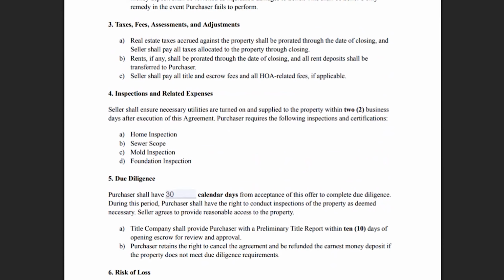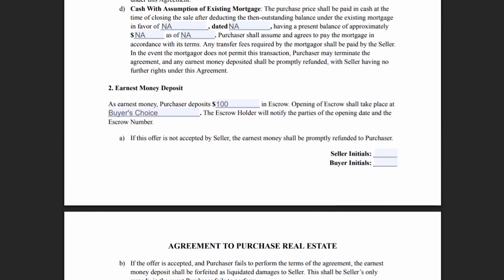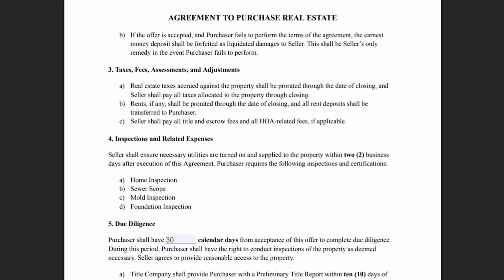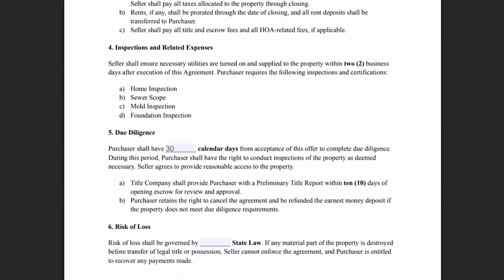Now, in a regular real estate contract, if you're doing it on an on-market property, they're probably not going to accept that. It's probably going to be more like 10 days or 14 days. But basically what this says right here is that you can back out at the last moment and get your earnest money back, right? So your due diligence says purchaser shall have 30 days from the acceptance of this offer to complete due diligence. During that period, the purchaser shall have the right to conduct inspections on the property as deemed necessary. Seller agrees to provide reasonable access.